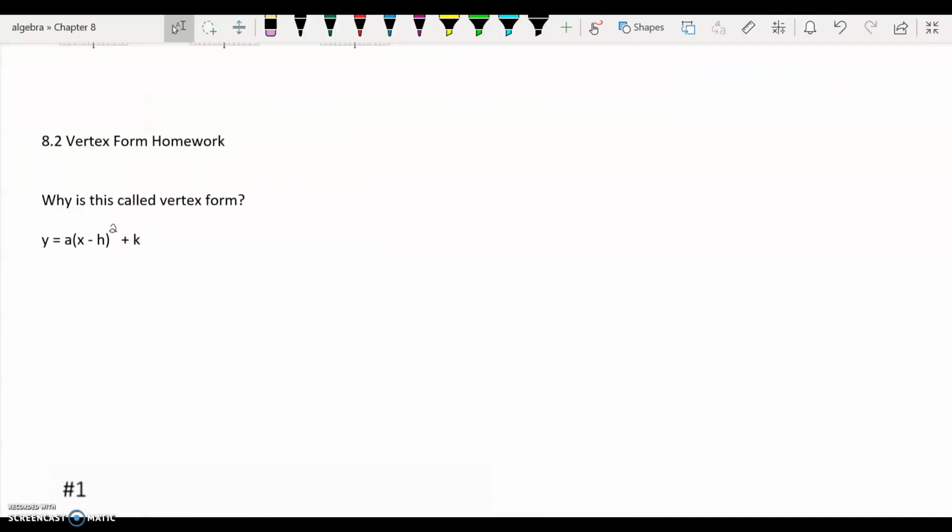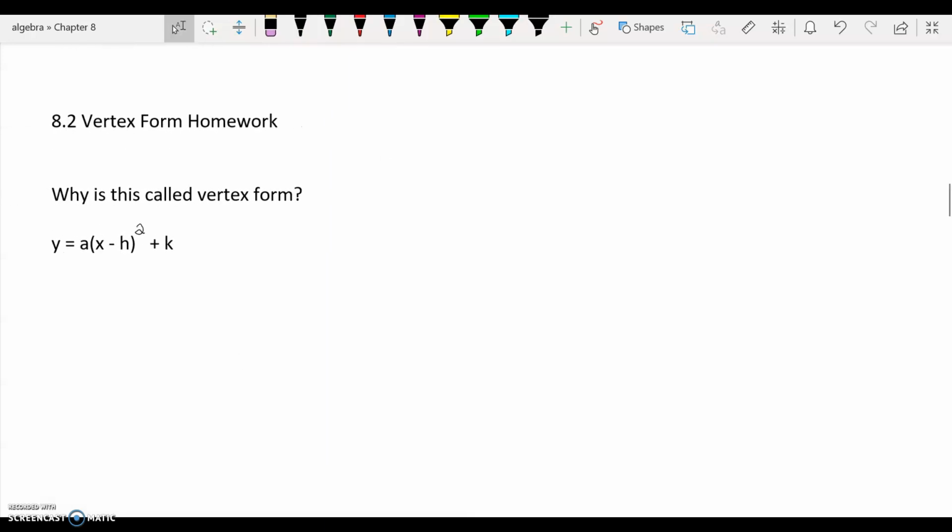Alright guys, welcome to 8.2 part 2. So this is your homework. This is what you're going to do on a piece of paper. Again, I'm going to do a couple of these with you, but there are a few things I want to go over. So 8.2 is vertex form.